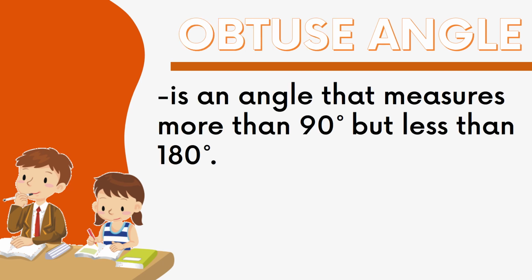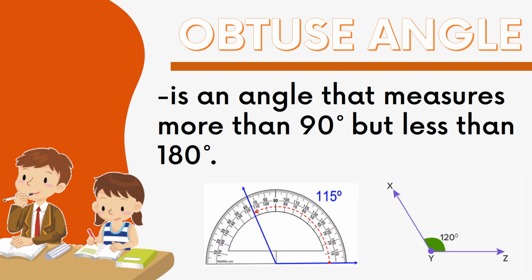The next one is the obtuse angle. Obtuse angle is an angle that measures more than 90 degrees but less than 180 degrees, meaning from 91 degrees to 179 degrees, that is an obtuse angle. Here are some examples.